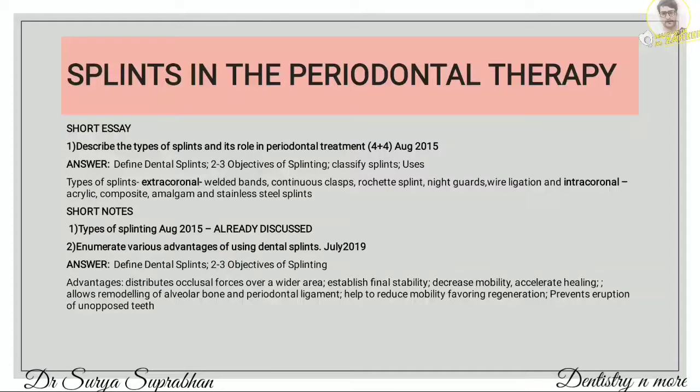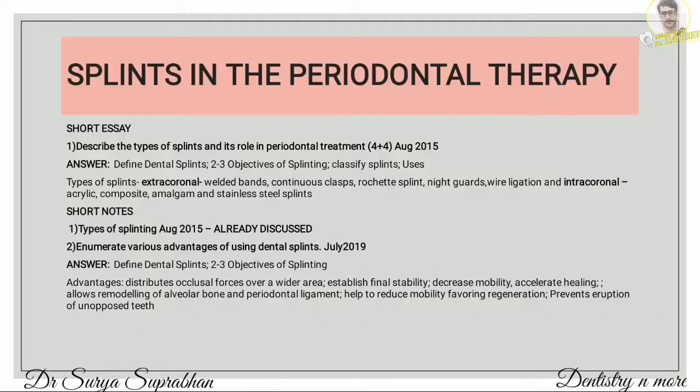Coming to next one, that is splints in the periodontal therapy. First question is describe the types of splints and their role in periodontal therapy. So here, first you have to write what are dental splints, and then you should mention at least 2 to 3 objectives of splinting, then classification of splints, uses.